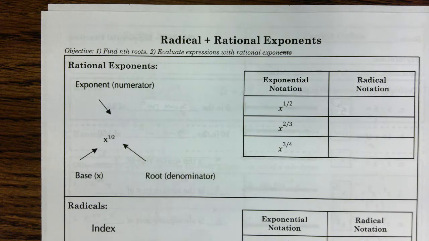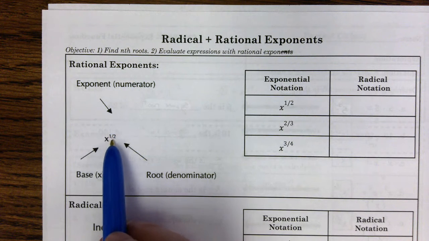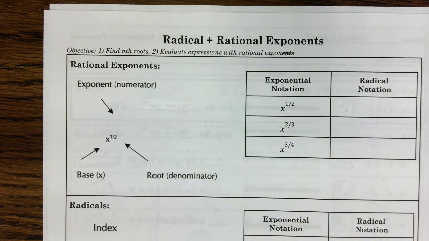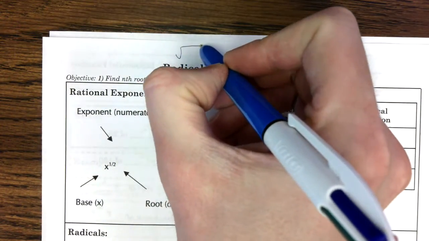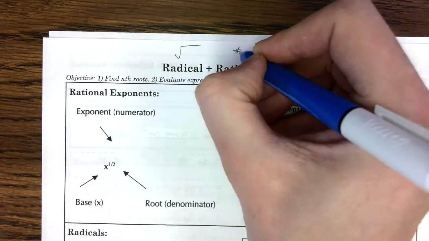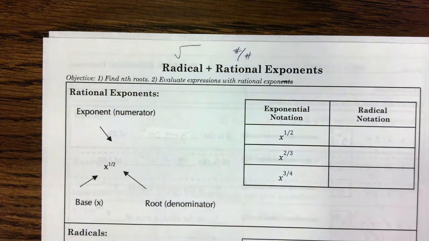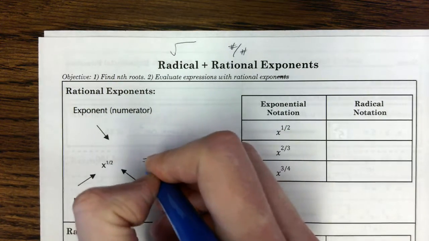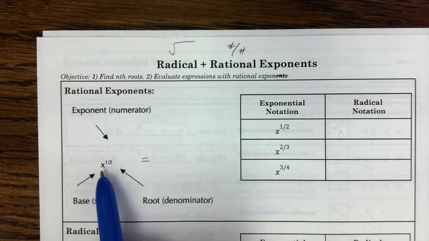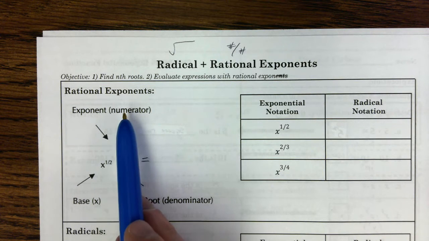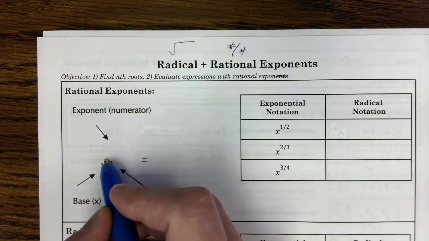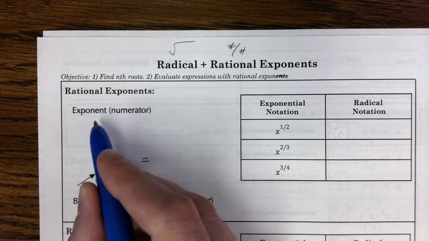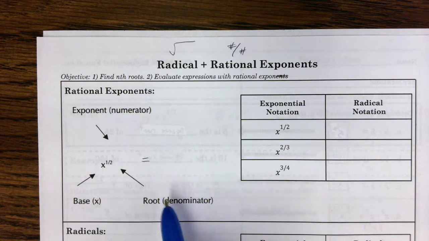On this next page, we have some vocab to go over. Whenever we're dealing with rational numbers, meaning fractions, it can be rewritten as a radical, meaning square root. Rational just means fraction. Radical means square root. So I can rewrite this. We need to understand something. The x is the base because it is the bottom of an exponent. The exponent is the numerator and the root is the denominator. So we know that this whole thing is kind of the exponent, but the basic exponent is the numerator and the root is the denominator.